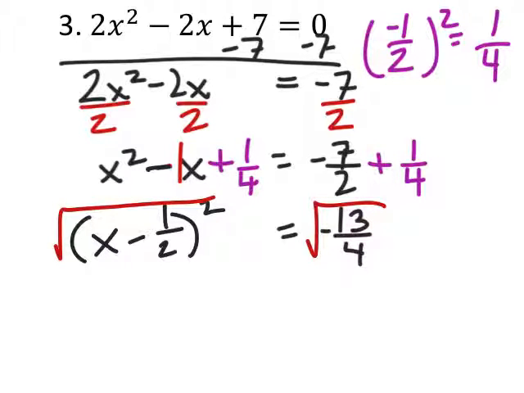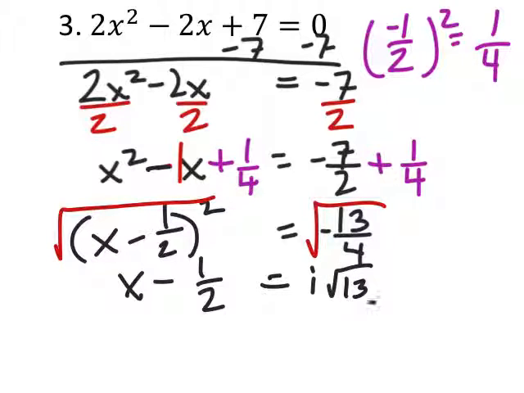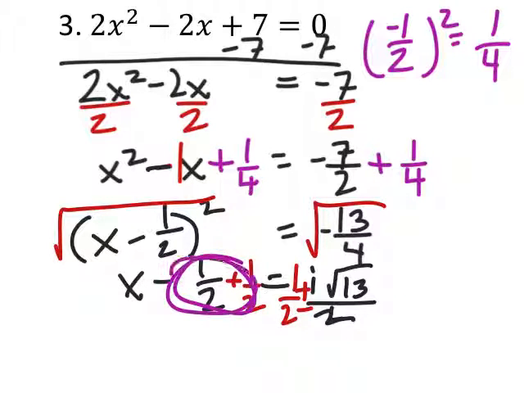This gives us x minus 1/2 equals, I'll pull the i out right now, that's the square root of 13 over 2 actually, sorry. And from this point we'll need to add 1/2 to both sides. So it's a 1/2, sorry, that was a plus or minus as well. And so these 1/2s cancel out.